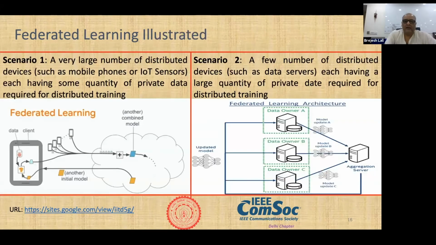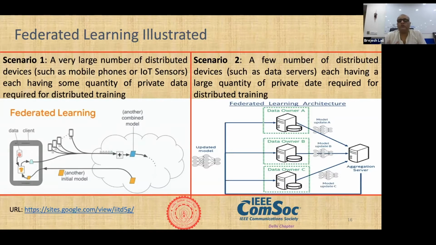Here are a couple of illustrations of federated learning. In one case, you have a large number of distributed devices, such as mobile phones, and a lot of data flows in from all of them, and you end up doing distributed training. You do not know whose data you got, but you got a large amount of data and you're able to do medical diagnosis.